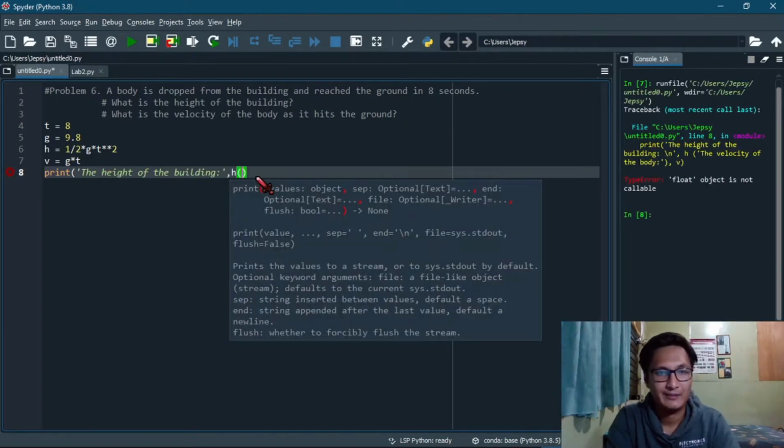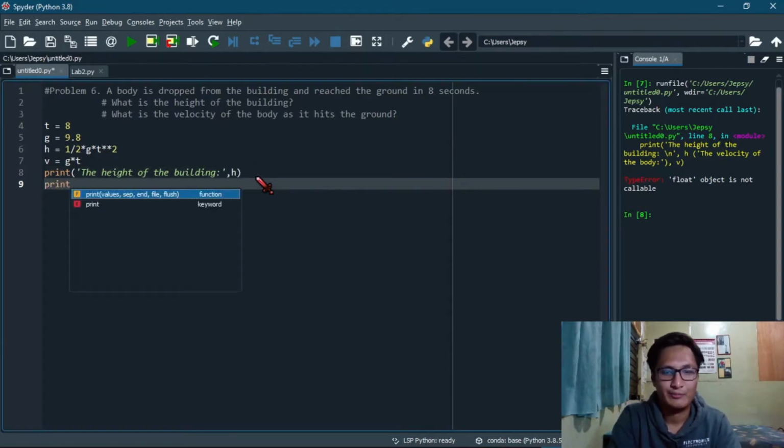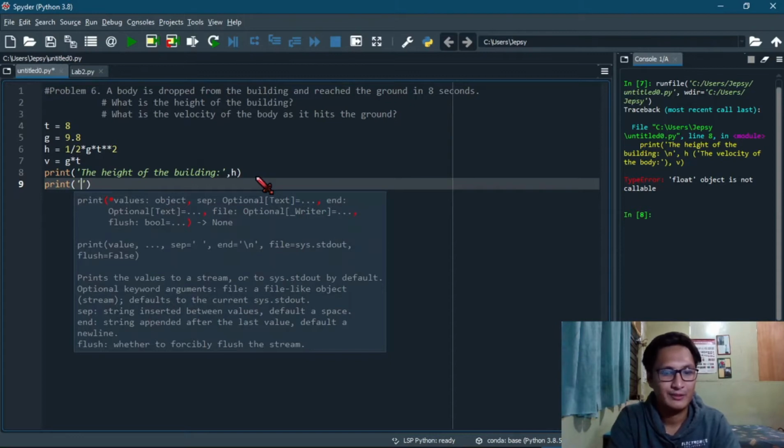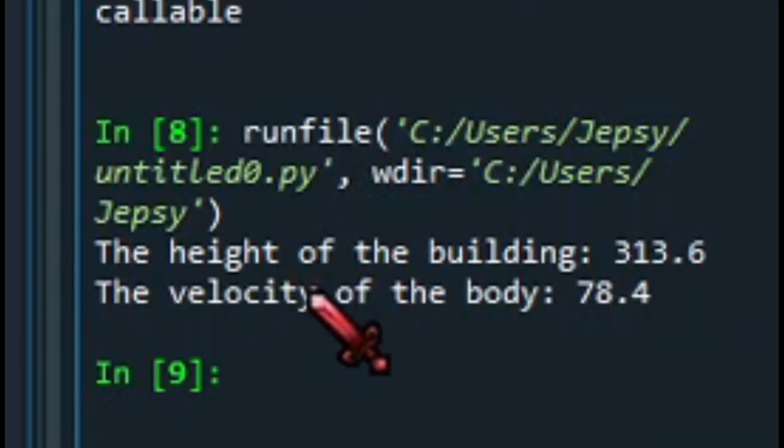Then just print out another one, the velocity of the body. We just put V. Let's see if this is right. So the answer for the height is 313.6, while the velocity is 78.4 meters per second.